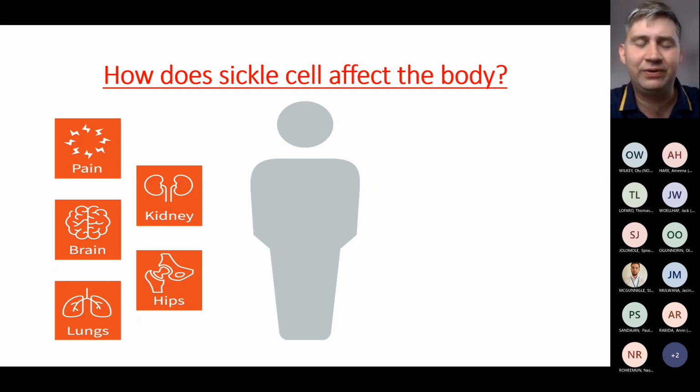Hips as well, we can have avascular necrosis happening. So we have patients in their 30s, even late 20s and their 30s, that are needing hip replacements or surgery on the hips, just because of ischemia that's happening around that area, damaging the bones.